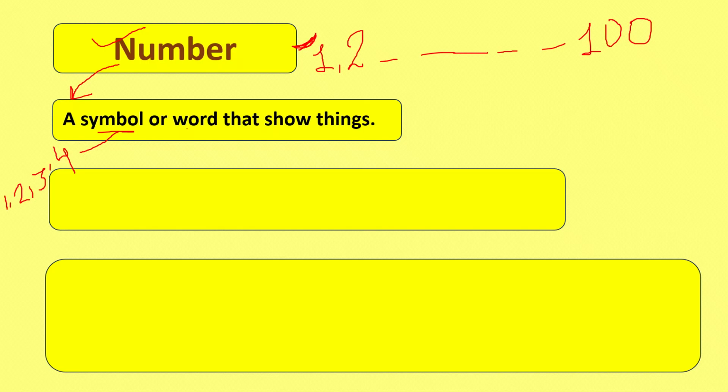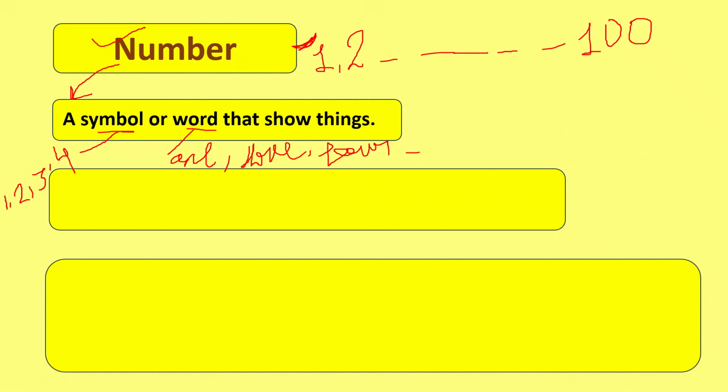A word, like 1, 2, 3, 4. A word like one, then three, THREE, then FOUR, and so on.